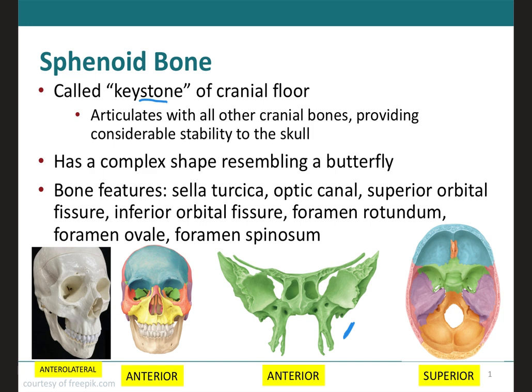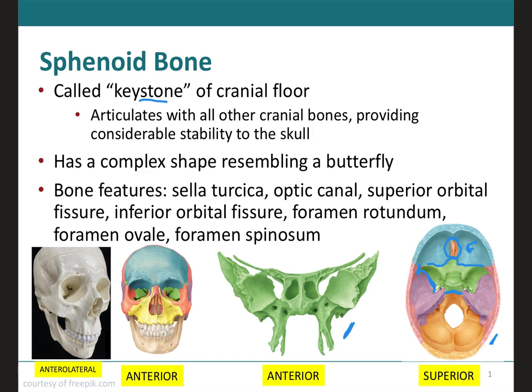When you view the sphenoid bone in a superior view, like we can see over here on this image to the right, you're going to see that it will articulate anteriorly with the frontal bone and with the ethmoid bone right over here. It will articulate laterally with the temporal bone and with the parietal bone, and it will also articulate with the occipital bone posteriorly. So it does articulate with all the cranial bones.